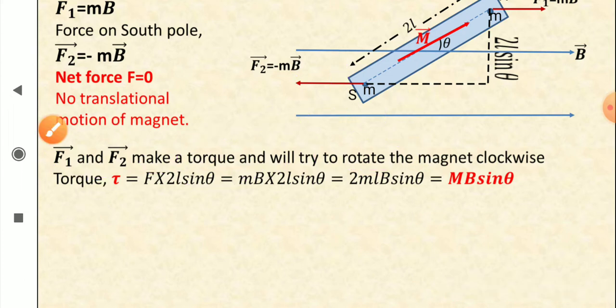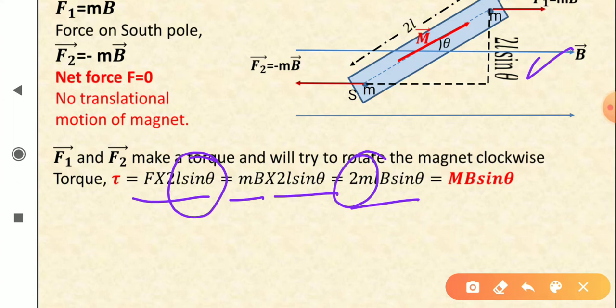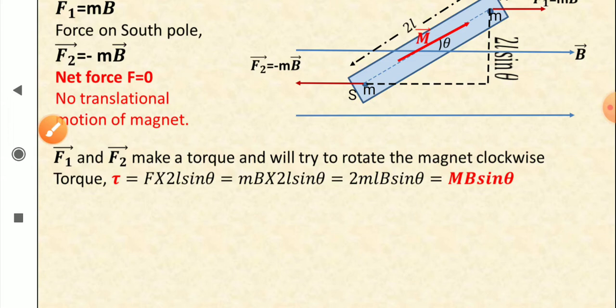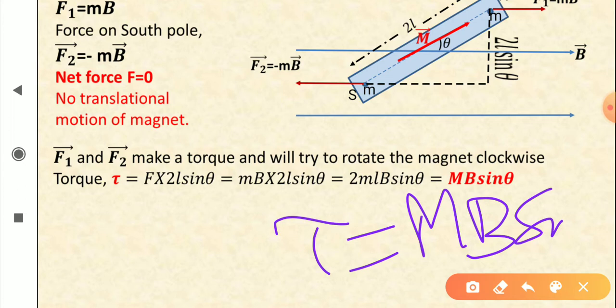Now the value of this torque is given by force into perpendicular distance between the forces, and force is Mb. The perpendicular distance is 2L sine theta here, and just rearranging, 2 ml into B sine theta, and this is equal to magnetic dipole moment. So we get Mb sine theta. So what we get is, torque is equal to Mb sine theta.